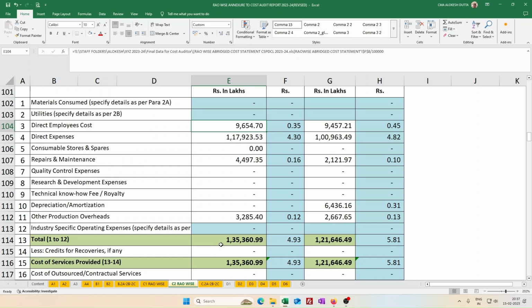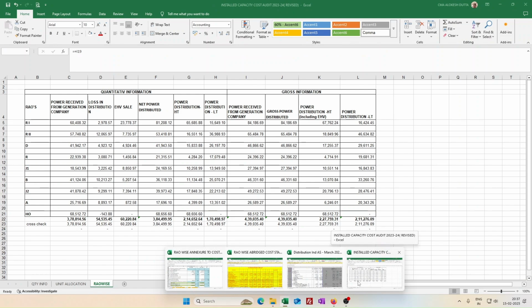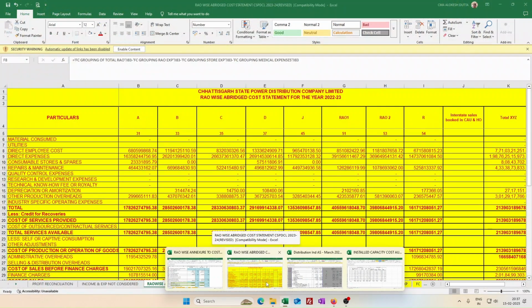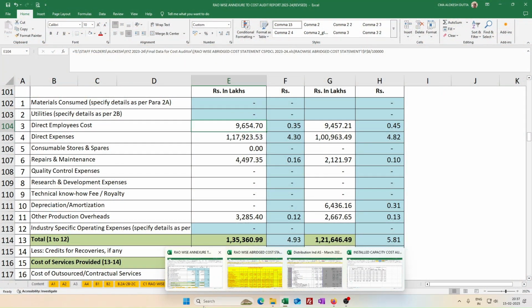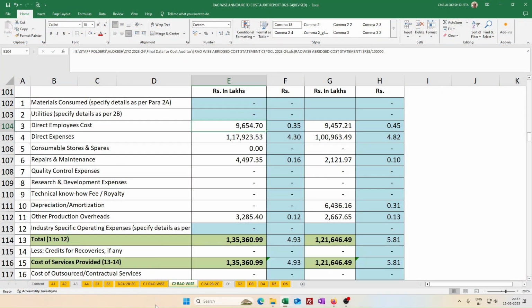I prepared this statement, these annexures, for distributing in the group, but I am afraid that you will not be able to link. I have to share 3 files. This one, and this one. Then only you can understand the total scenario, how the figures are coming and going.